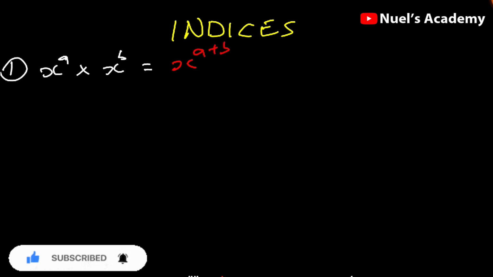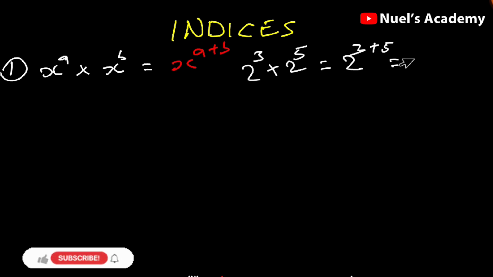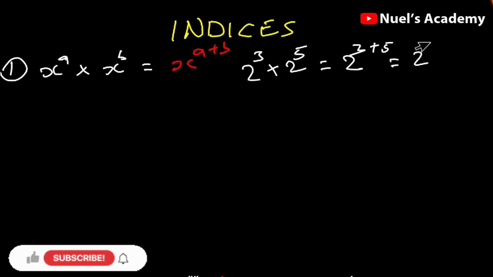For example, if I have 2 to the power of 3 multiplied by 2 to the power of 5, this is going to be equal to 2. I'm now going to add the exponents. It's going to be 3 plus 5, which is 2 to the power of 8. And so 2 to the power of 8 is equal to 256.